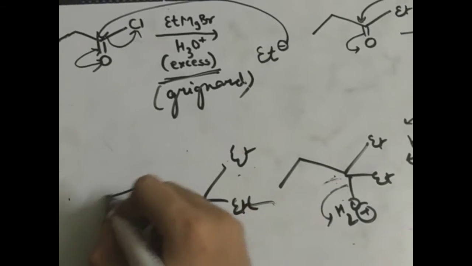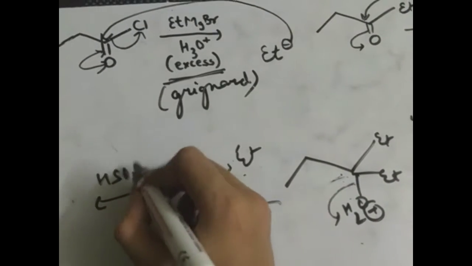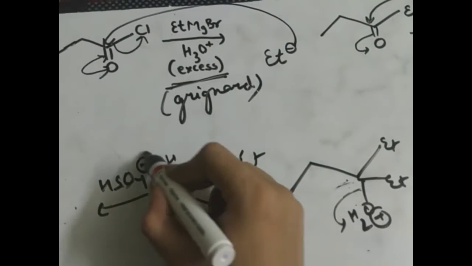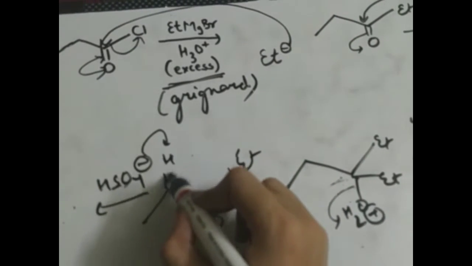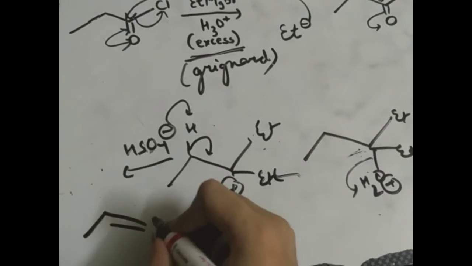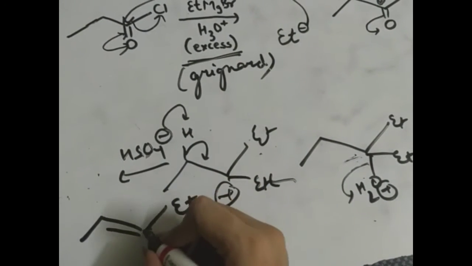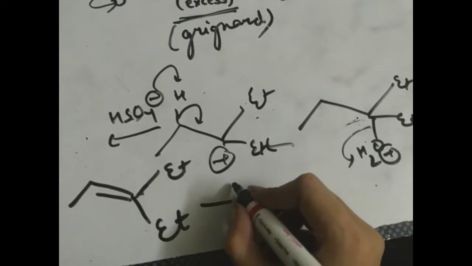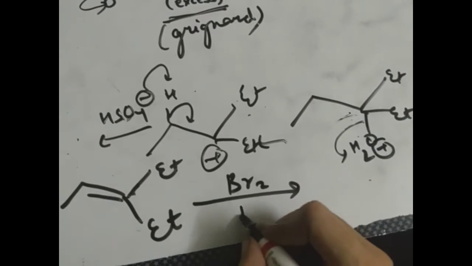So again, then this HSO4 minus, which is an ion, will abstract this proton from here, and elimination reaction will take place. Okay, so we will obtain a double bond. So this is what we have got so far. Okay, and in the next step it was given that Br2 and H2O. Okay, bromine water is added.